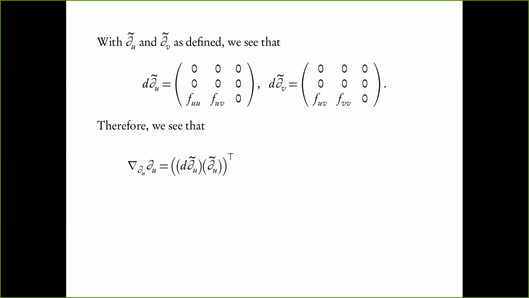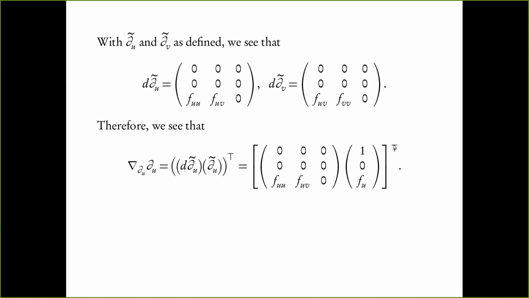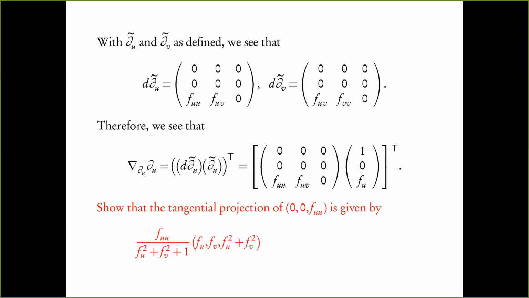Okay, so to calculate this quantity, the covariant derivative or the Levi-Civita connection acting on del u in the direction of del u, it's going to be this matrix up here acting on the vector 1, 0, f subscript u, and then you project it down to the tangent space, correct? It's going to be this matrix acting on this vector, and t stands for the tangential part, meaning you have to project it down. Okay. All right. So fine. How do you compute this projection?